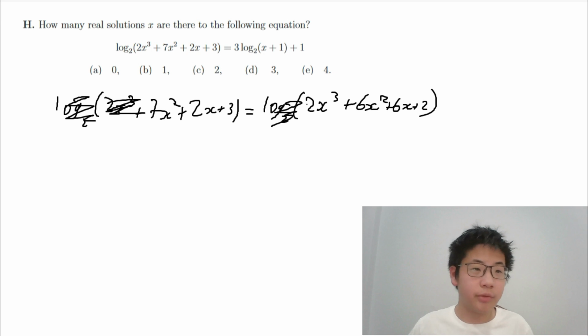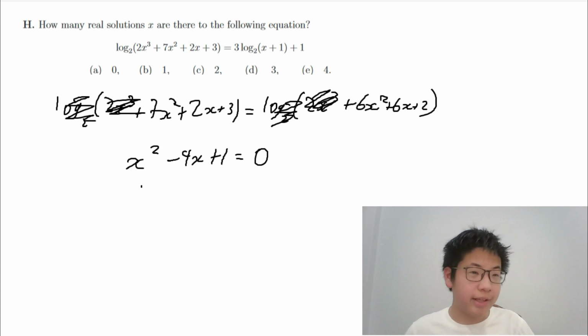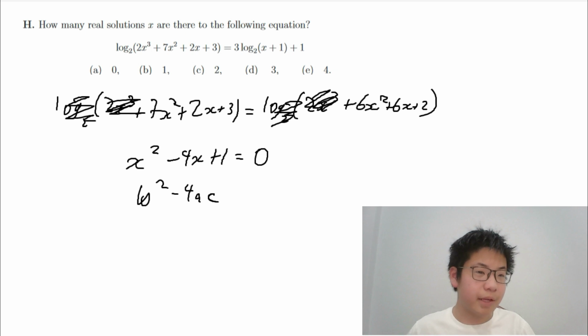the arguments of the logarithm, take away 2x cubed, and then end up with x squared minus 4x plus 1 equals 0. So we are now going to calculate the discriminant. B squared minus 4AC equals 16 minus 4 equals 12.